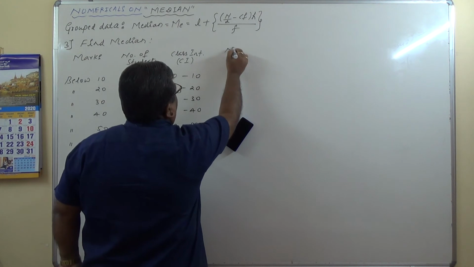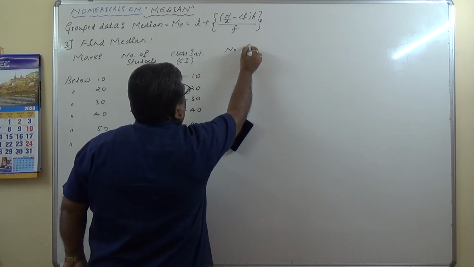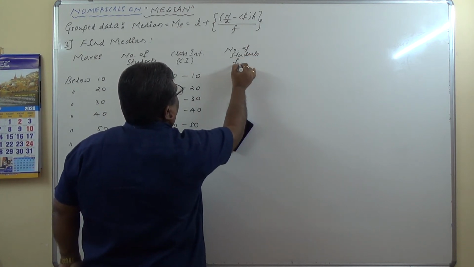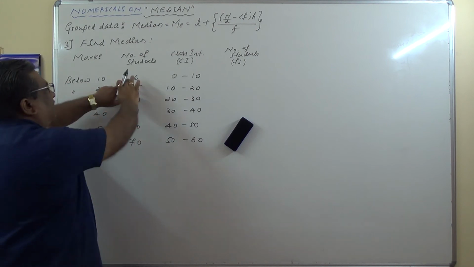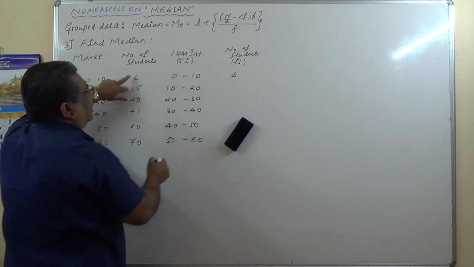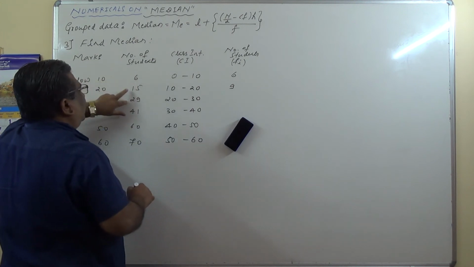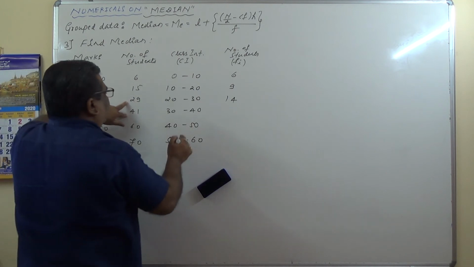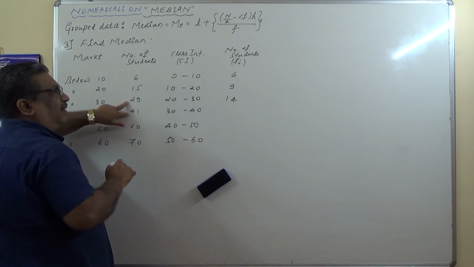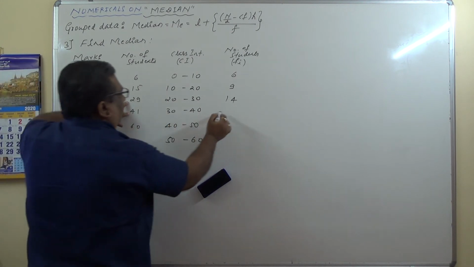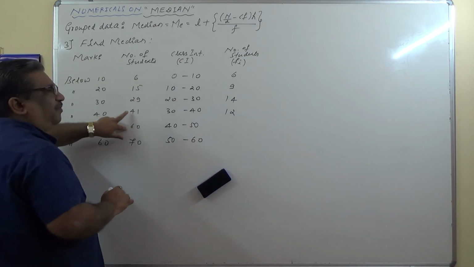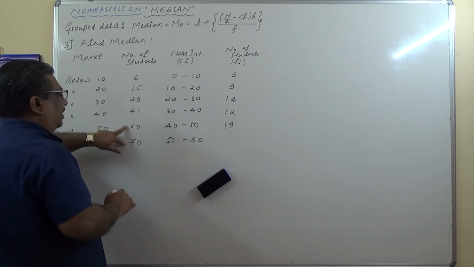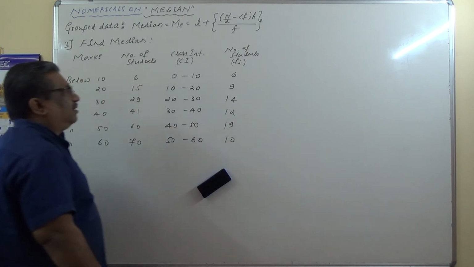Now number of students, frequency. Number of students, this is Fi. 6 as it is. 15 minus 6, 9. 29 minus 15, 14. 41 minus 29, 41 minus 30 is 11, plus 1, 12. 60 minus 41, 60 minus 40 is 20, minus 1, 19. 70 minus 60, 10. Yes, we got the frequencies.